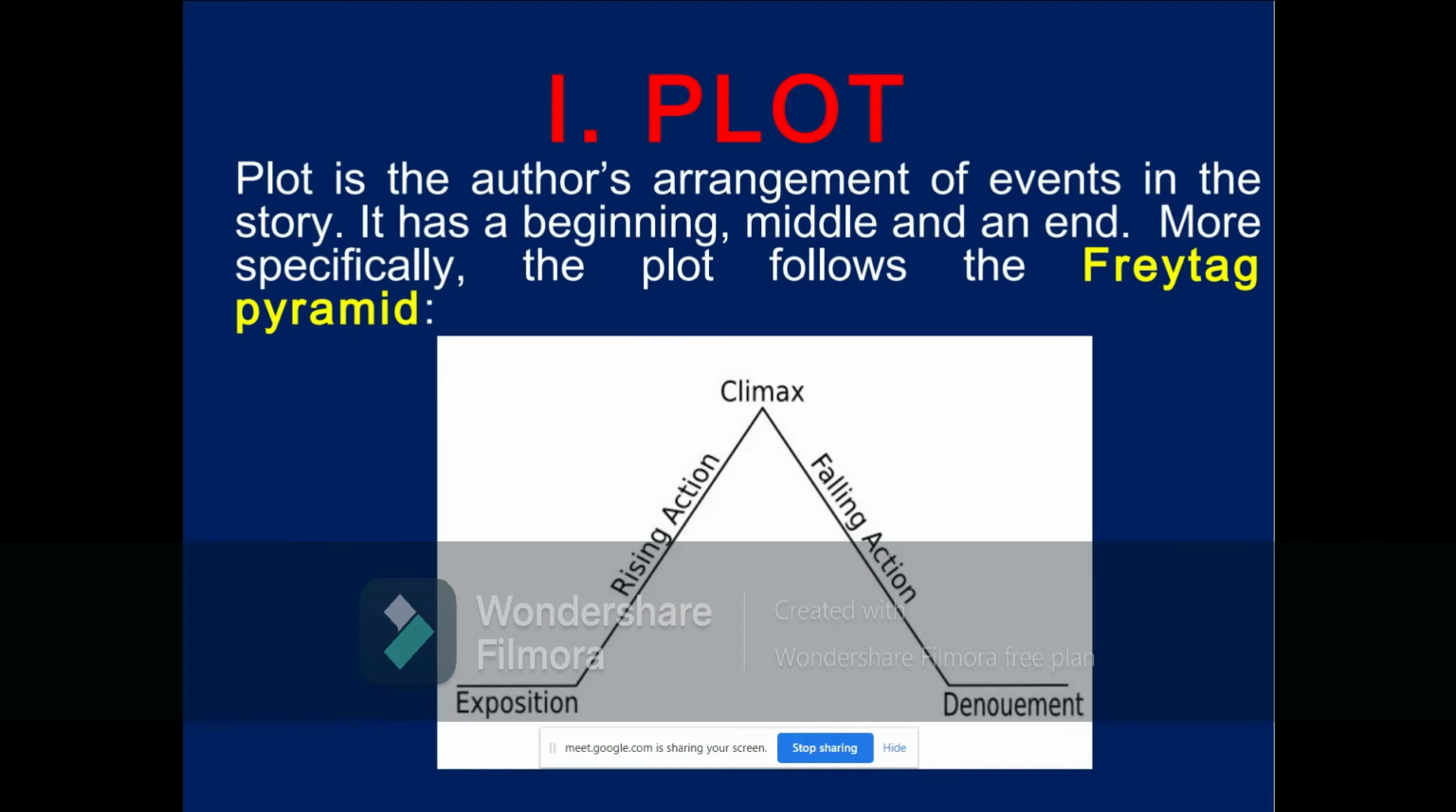The following action is, for example, the main protagonist, the hero, finds a way to pick himself up, or for example, overcomes the conflict, or overcomes the antagonist. That's the falling action, where you find solutions to the conflicts you faced during the rising action.